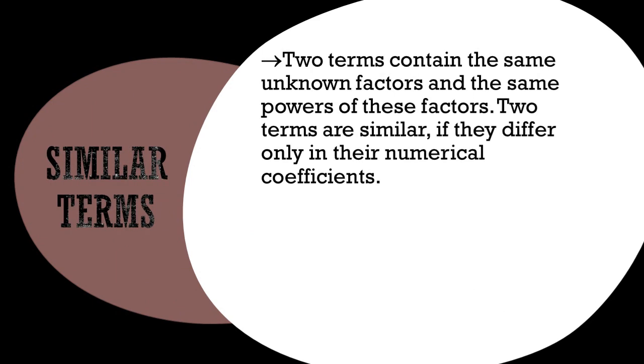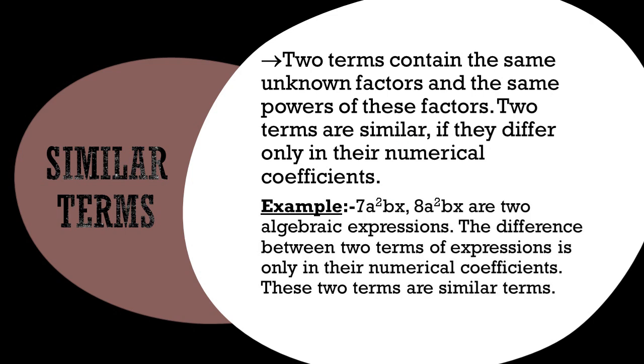Now, similar terms. Two terms are similar if they contain the same unknown factors and the same powers of these factors, that is, if they differ only in their numerical coefficients. Let us see an example, my dear.